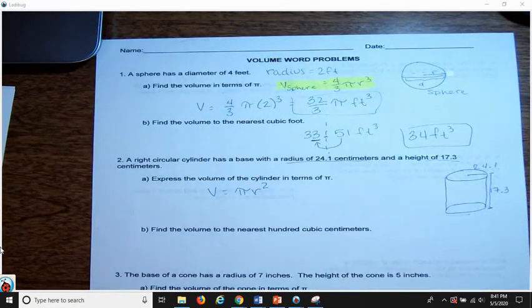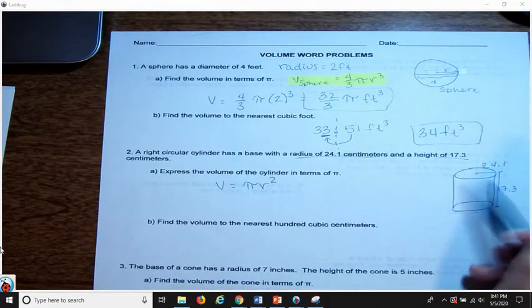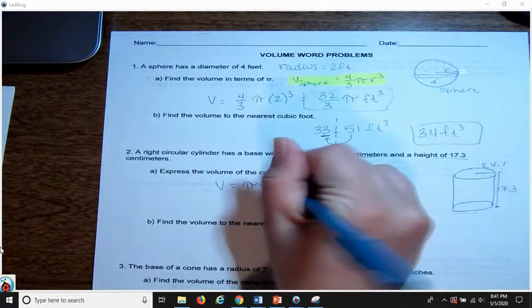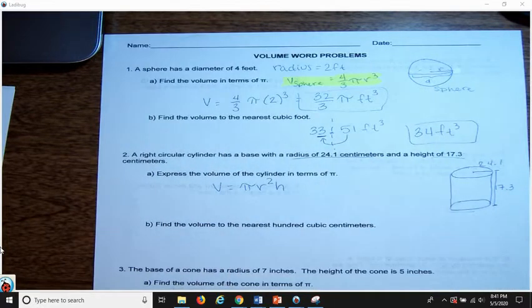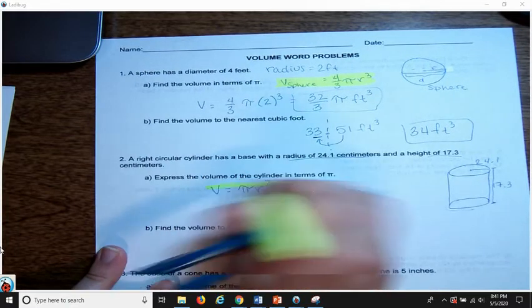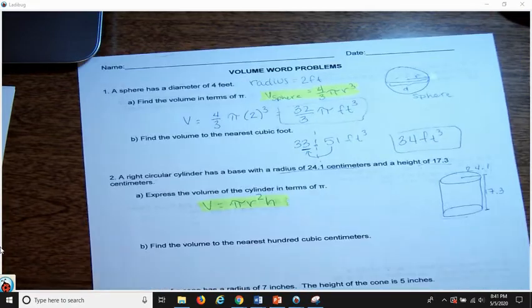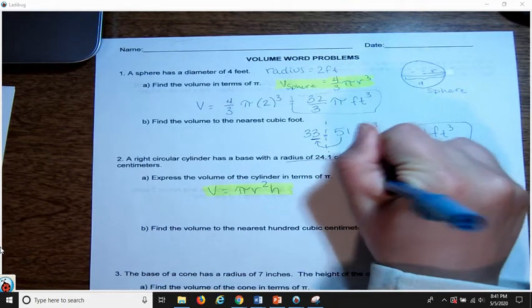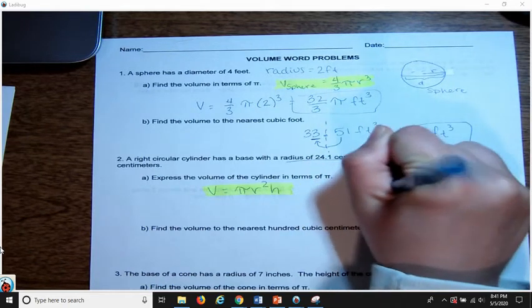Okay, so I have that circle, and then I'm taking that circle and I'm stacking it up as many times as I have the height. So then I need to multiply by my height. Okay, so the volume of your cylinder is going to be pi r squared h. Okay, so that's another one of our key equations. In this particular example, our radius was 24.1 and our height was 17.3.